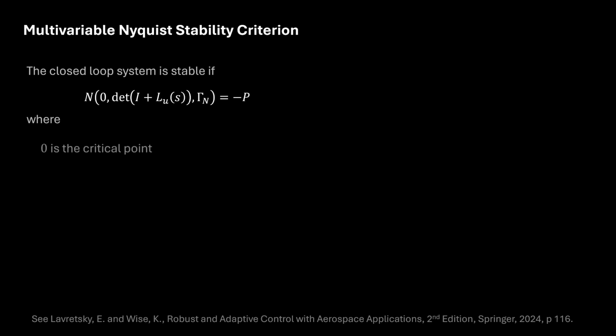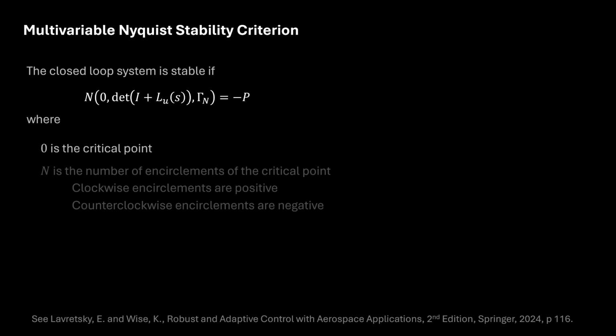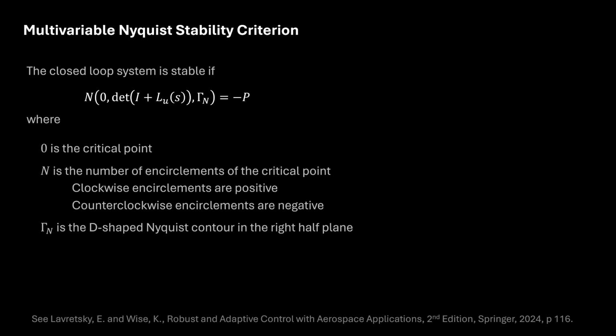Recall the multivariable Nyquist stability criterion. It states that the closed-loop system is stable if the number of encirclements of the critical point is equal to minus the number of open-loop poles in the right-half plane. 0 is the critical point. N is the number of encirclements of the critical point. Gamma n is the D-shaped Nyquist contour with large radius in the right-half plane.